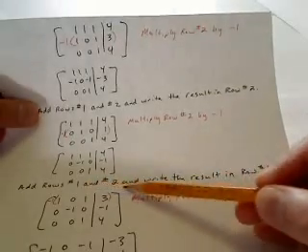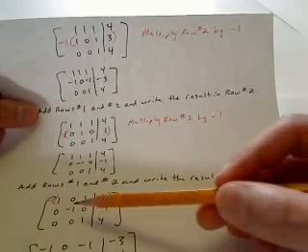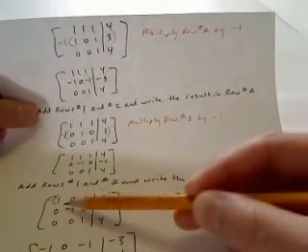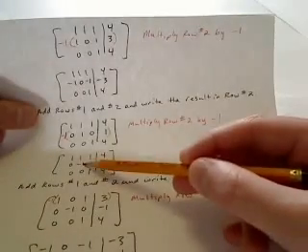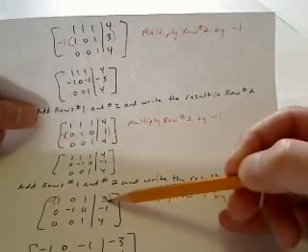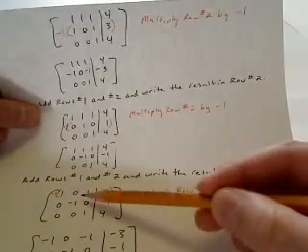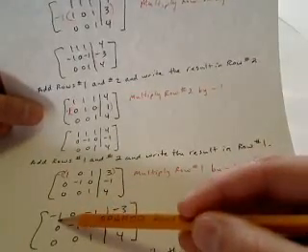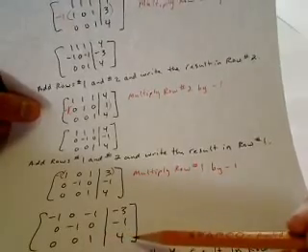So let's add rows number 1 and number 2 and write the result in row number 1. So we're left with 0 plus 1 is 1, negative 1 plus 1 is 0, 0 plus 1 is 1, and negative 1 plus 4 is 3. Leave the other rows written the same way. And now let's multiply row number 1 by negative 1. So I get negative 1, 0, negative 1, negative 3. Leave all the other rows the same.